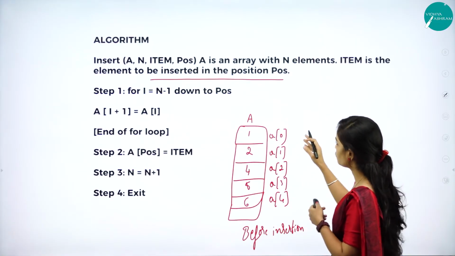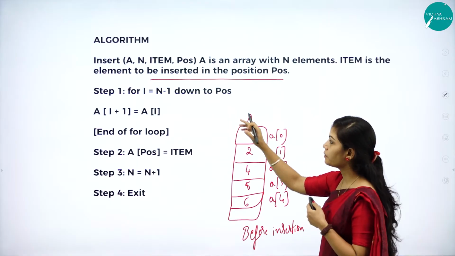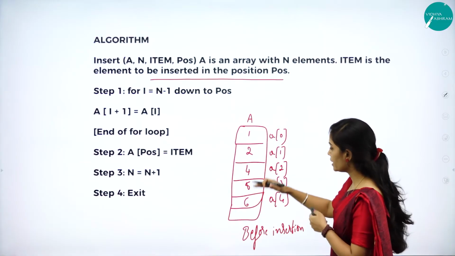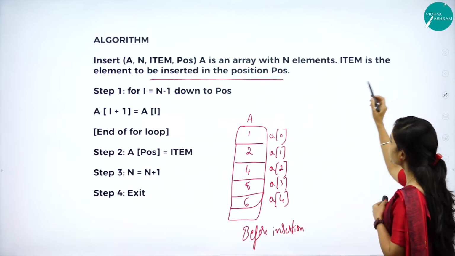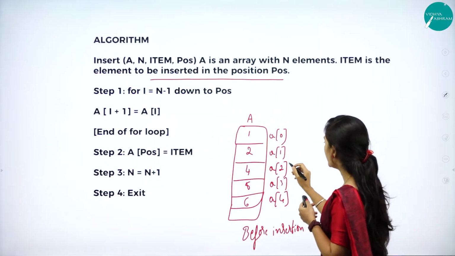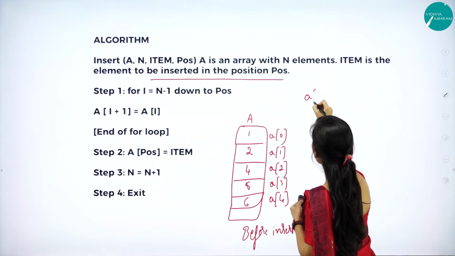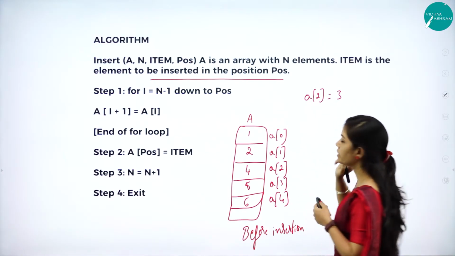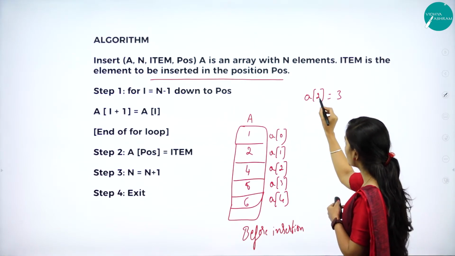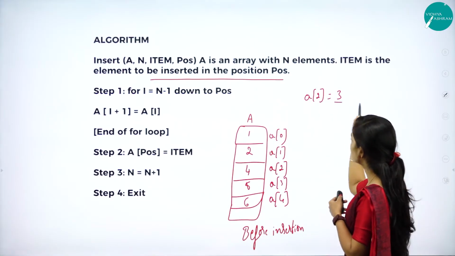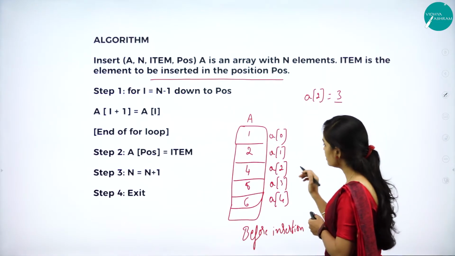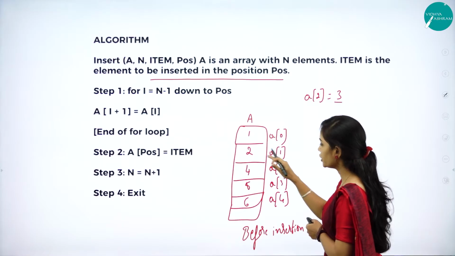So, what is the first step? First step: for I is equal to n minus 1 down to the position. Here we have one space for adding a new element. So, what is the item here? Item is the element to be inserted in the position POS. Example, I need to add the element 3 in the position A of 2. So, POS is equal to 2. So, in the location A of 2, I need to add the element 3.